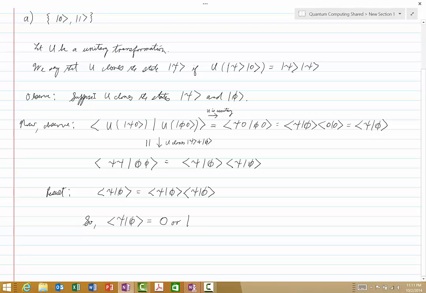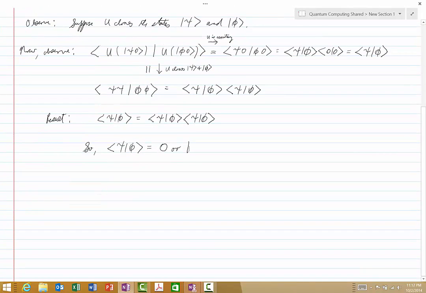Now we're ready to actually do problem 5.2a, and we see that for these two, if we think of 0 as being psi and 1 as being phi, then this does satisfy the requirement that the inner product of those two states is 0. So we cannot rule out the possibility of a unitary transformation existing in this case. And in fact, one does.